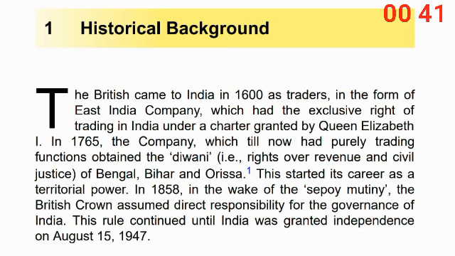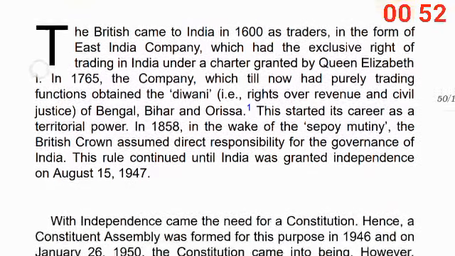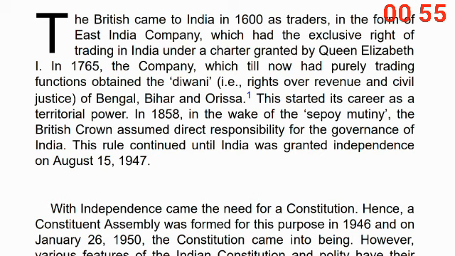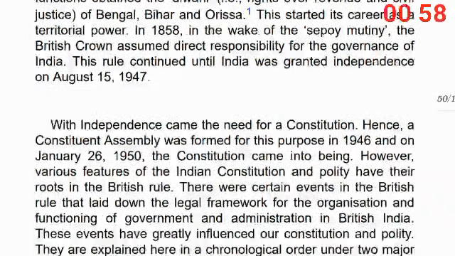In 1858, in the wake of the Sepoy Mutiny, the British Crown assumed direct responsibility for the governance of India. This rule continued until India was granted independence on August 15, 1947. With independence came the need for a constitution. Hence, a constituent assembly was formed for this purpose in 1946, and on January 26, 1950, the constitution came into being. However, various features of the Indian constitution and polity have their roots in the British rule.